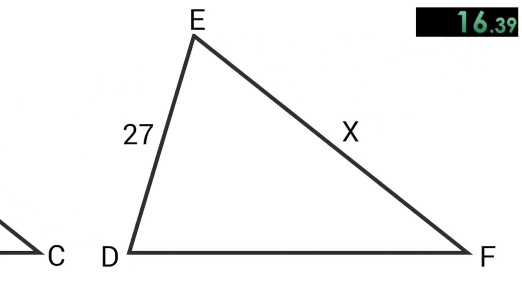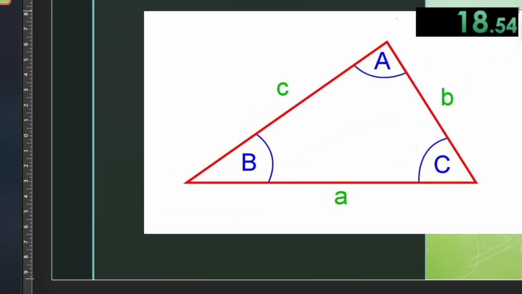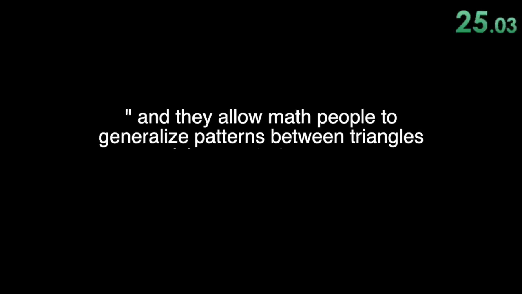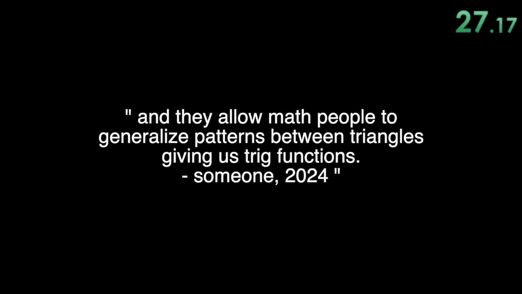To start it off, if the size of a right triangle increases by a constant ratio, like when you pull the corners of an image in PowerPoint, the angles stay the same. These are called similar triangles, and they allow math people to generalize patterns between triangles, giving us trig functions.